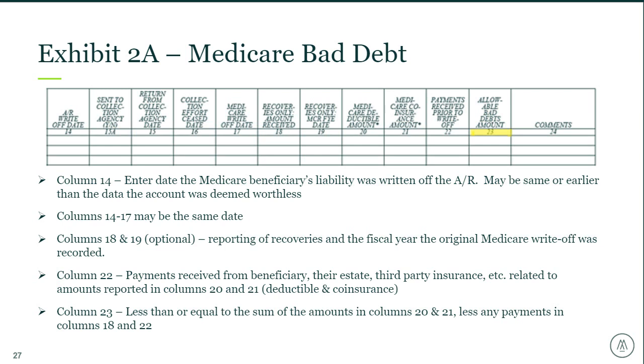And that should be less than or equal to the sum of the amounts in column 20 and 21, less any payments in column 18 and 22. Obviously, less any recoveries received, and less any payments received.